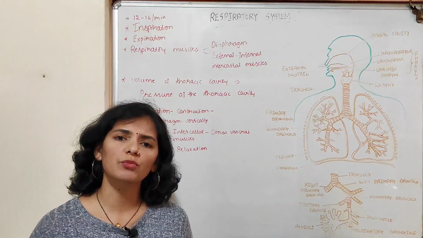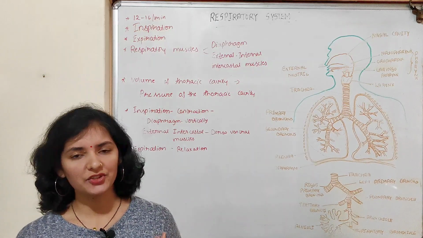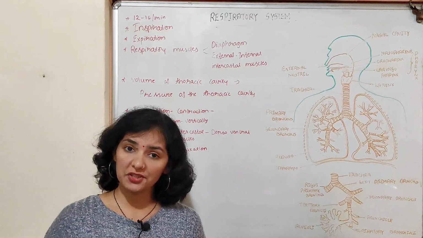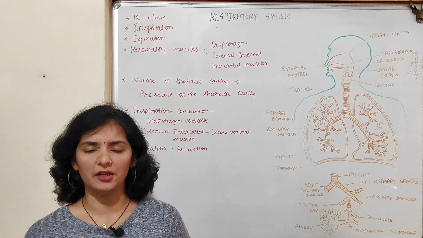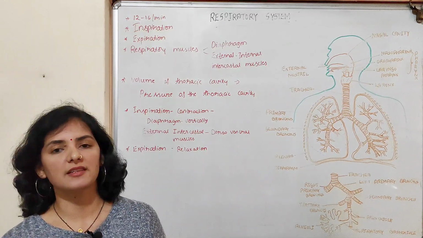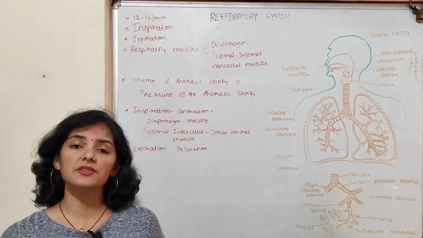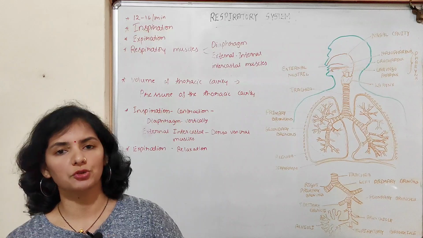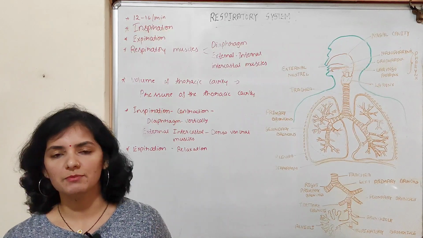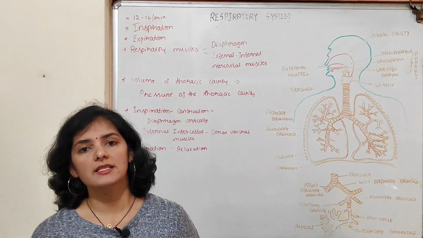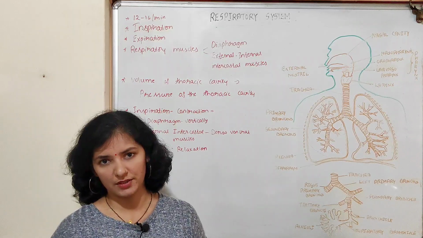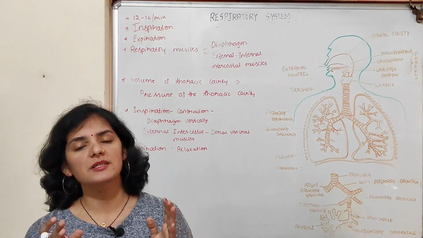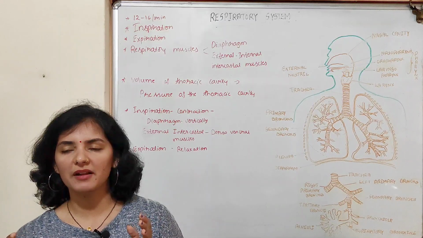But how does this air or gas move? You know that generally gas or air moves through simple diffusion, and for diffusion there should be a pressure gradient. Pressure gradient means a difference in the pressure. So when there is a difference in the pressure, air moves from a region of high pressure to a region of low pressure by simple diffusion. The same mechanism occurs even in respiration. So air moves in and out of the lung through this pressure gradient by simple diffusion.